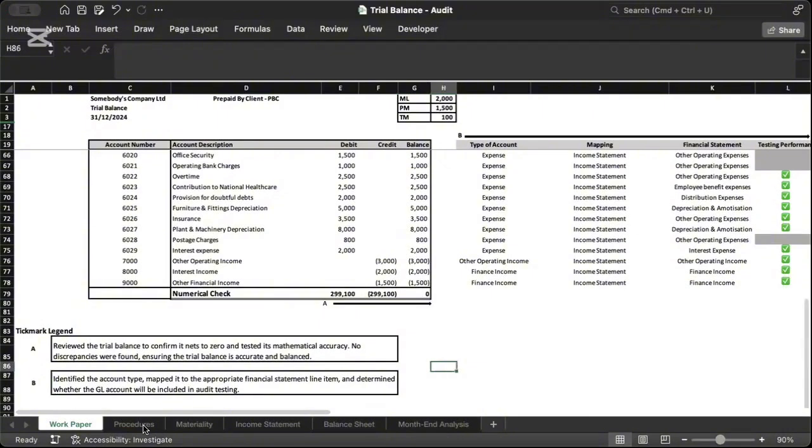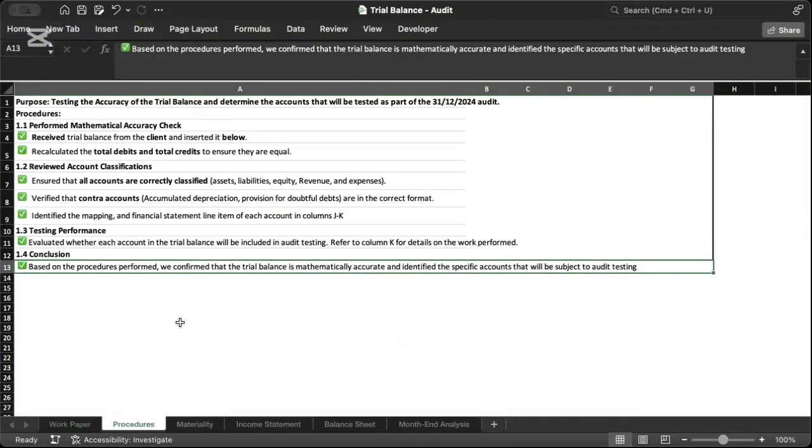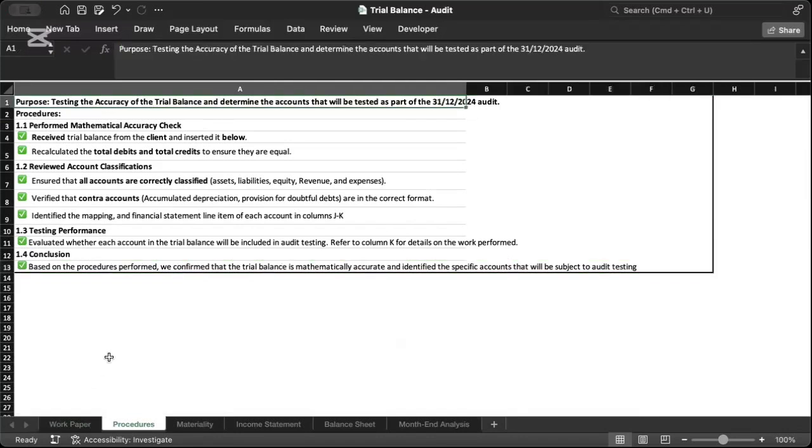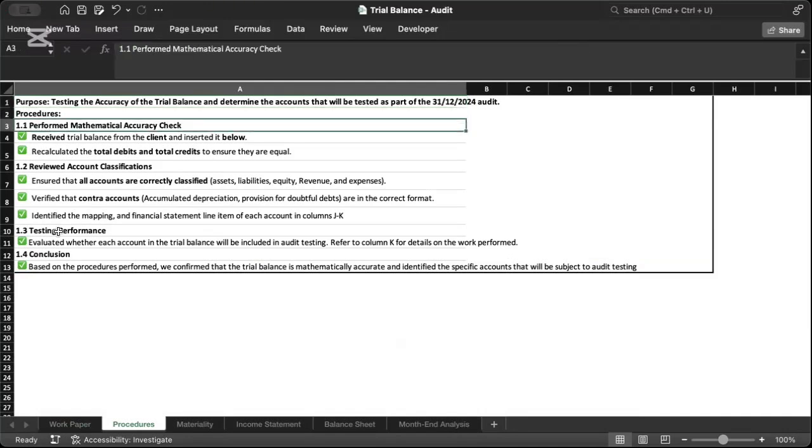Okay. And to conclude this video, you can see here the purpose of this work paper is testing the accuracy of the trial balance and determining the accounts that will be tested as part of the 31/12/2024 audit.